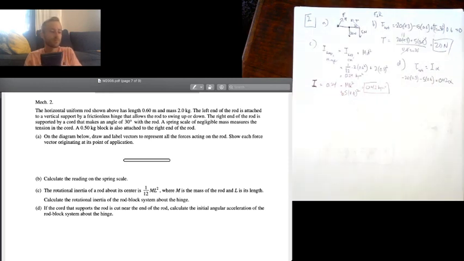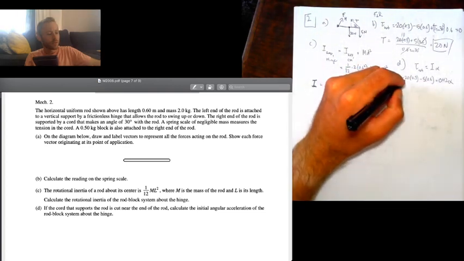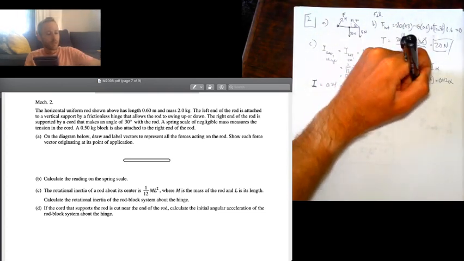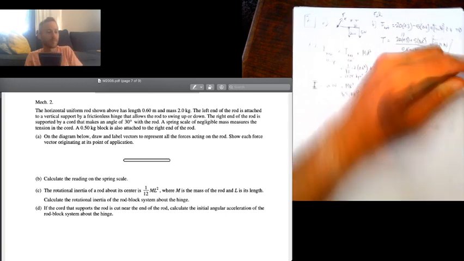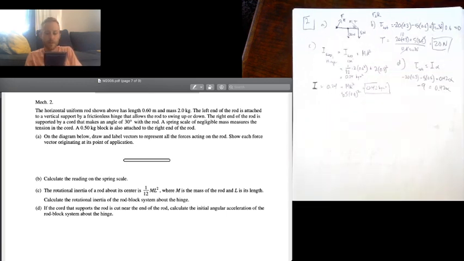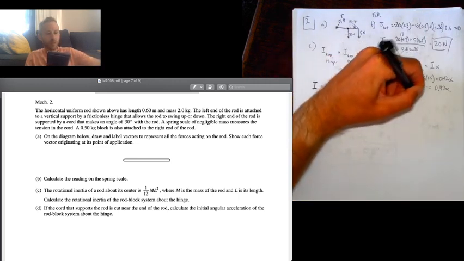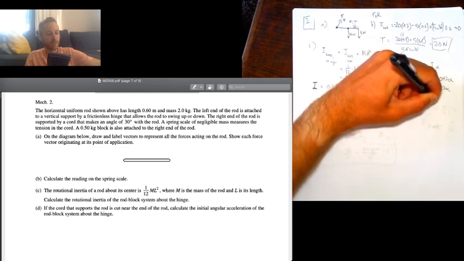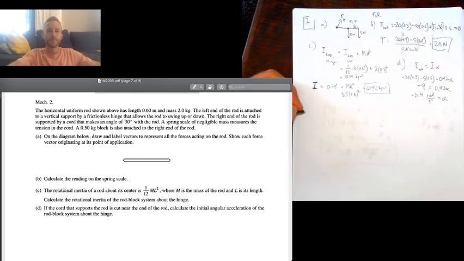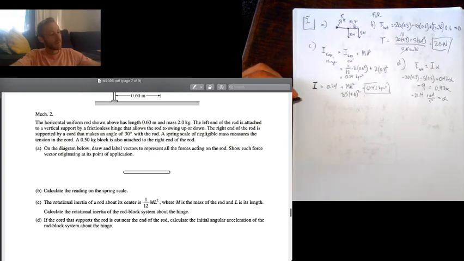So that's minus 3, that's minus 6. So we have minus 9 equals 0.42 alpha, which would be minus 21.4 radians per second squared is alpha. That's it? Okay. Question 3.